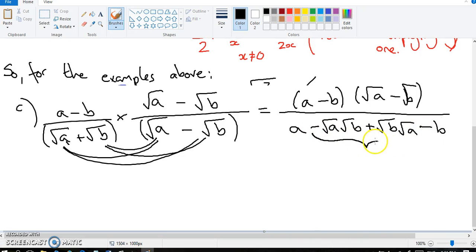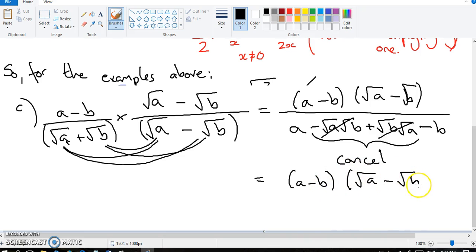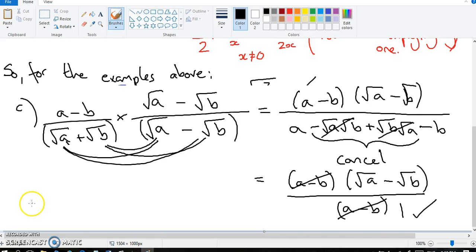And you see these two cancel each other out, because I have minus root a root b, plus root a root b, because multiplication is commutative, that works. So I have a minus b times root a minus root b over a minus b. And because this is a whole term and this is a whole term, these two can also be cancelled, and my denominator actually now is just 1. So I definitely have a rational denominator. And my solution to this, I'll write it over here, but you can write it a little lower in your book, is just root a minus root b. And we're done.